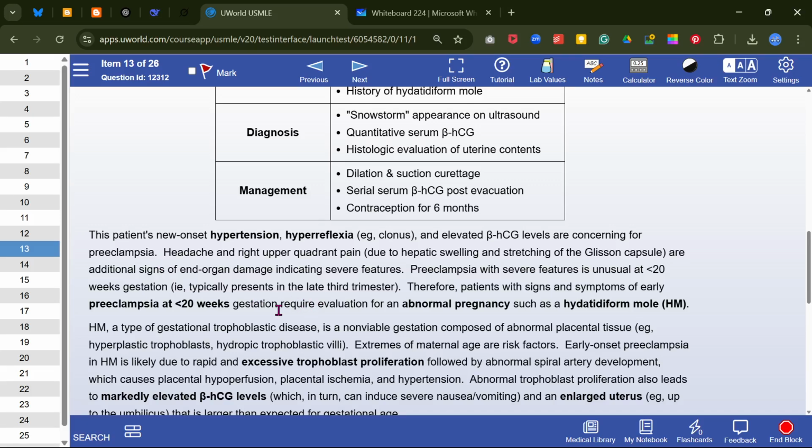But for this patient, symptoms of early preeclampsia at less than 20 weeks require an evaluation for abnormal pregnancy, so early onset preeclampsia at less than 20 weeks of gestation, think about Hydatidiform mole.